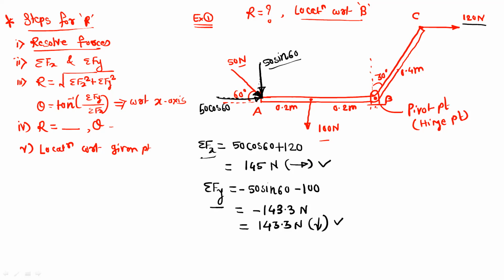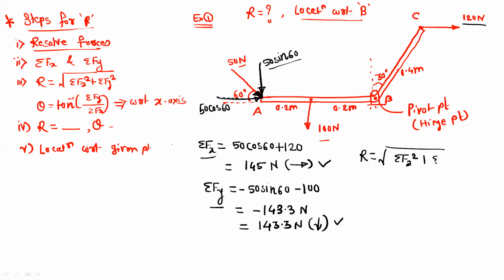So what is the meaning of summation Fx? It is nothing but the x component of the resultant, and summation Fy is the y component of the resultant. So if the resultant is R, first we will find the resultant. Yes, it is in the fourth quadrant. So from this Fx and Fy, we will find the resultant by using this formula.